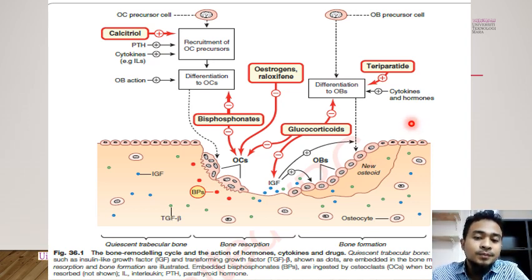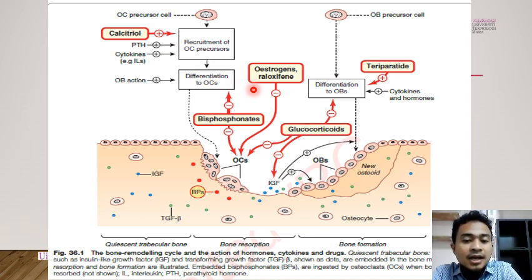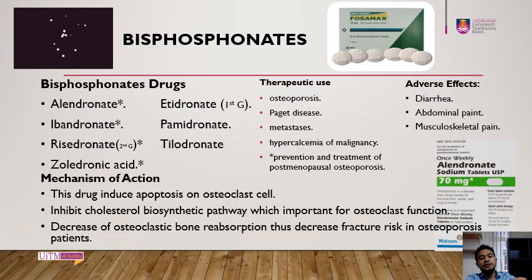Among these three, biphosphonate blocks osteoclast activity and blocks osteoclast differentiation. From the pre-osteoclast precursor, the cell is unable to differentiate into a matured osteoclast. So when there is no matured osteoclast, the process of reabsorption can be hindered, or we can say slowed down. So without further ado, let us go to the first class, which is biphosphonate.